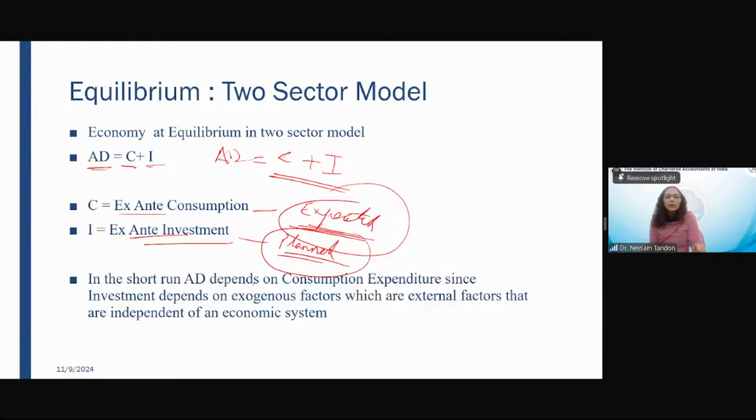So short run में क्या होगा, consumption expenditure will be the factor which will be deciding about investments. अब corporate ने based on consumption demand उन्होंने एक investment कर दिया. Investments किस पे depend करता है, external factors पे. External factors क्या हो सकते हैं, external factors कि economy कैसा perform कर रही है, overall country का health कैसा है, उस पर investment depend करता है.